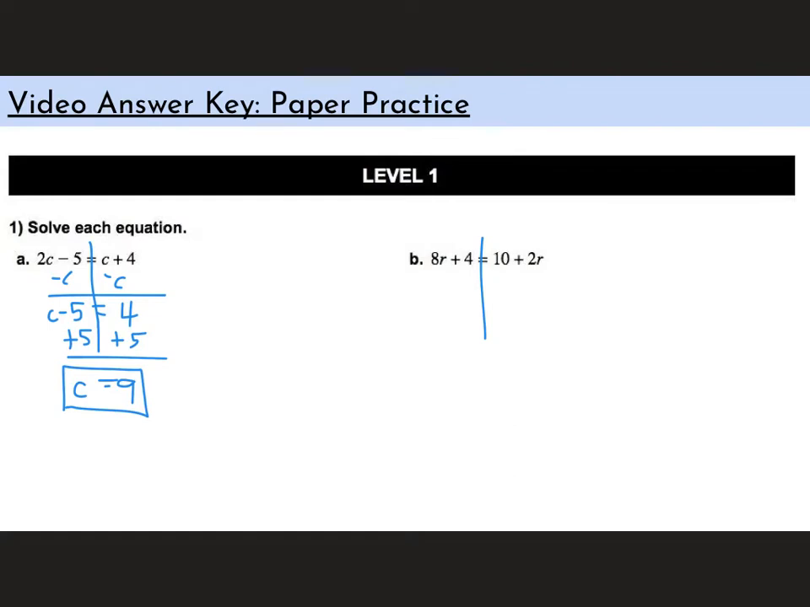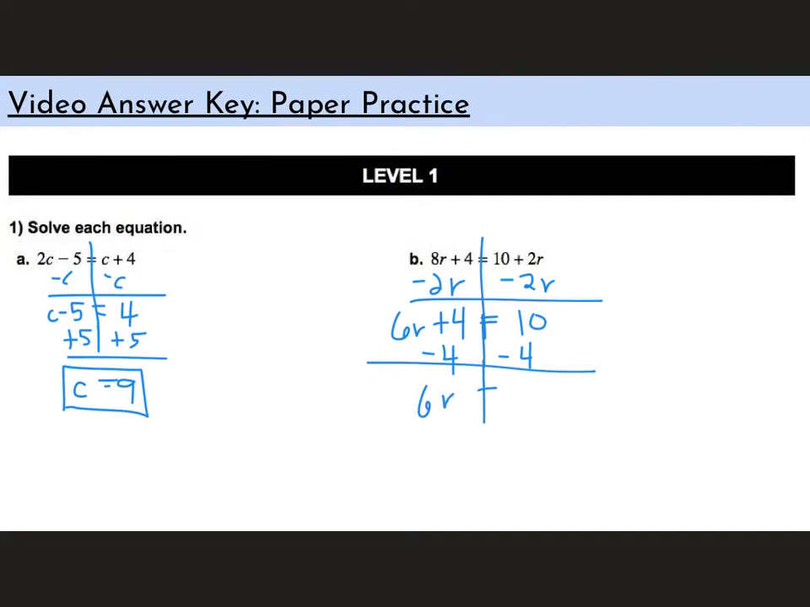Next one, moving my smaller variable, which is my 2r, so I'll subtract that from both sides. On the left-hand side, we'll have 6r plus 4. On the right-hand side, we'll have 10. Now to get r by itself, let's go ahead and subtract 4 from both sides, leaving me with 6r equals 6. To get rid of times 6, we'll divide by 6, and we'll get r equals 1.